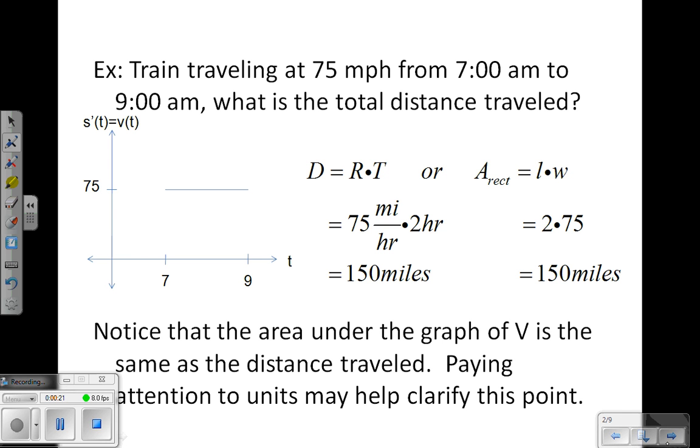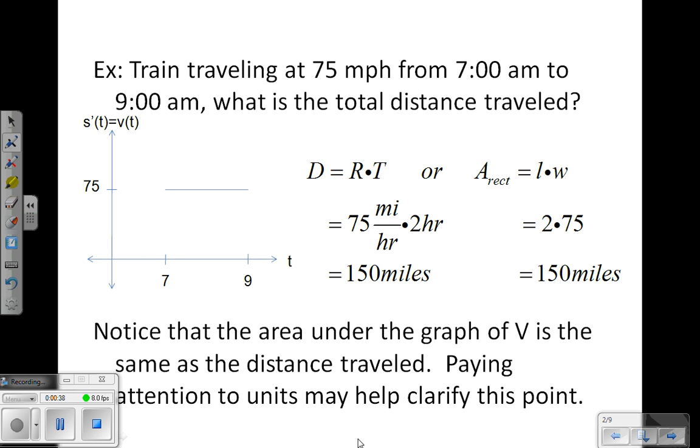We have a train traveling 75 miles an hour for 2 hours, 7 a.m. to 9 a.m. And the question is, what's the total distance traveled? So if you just think about it, 75 miles per hour for 2 hours, 75 times 2, 150 miles.